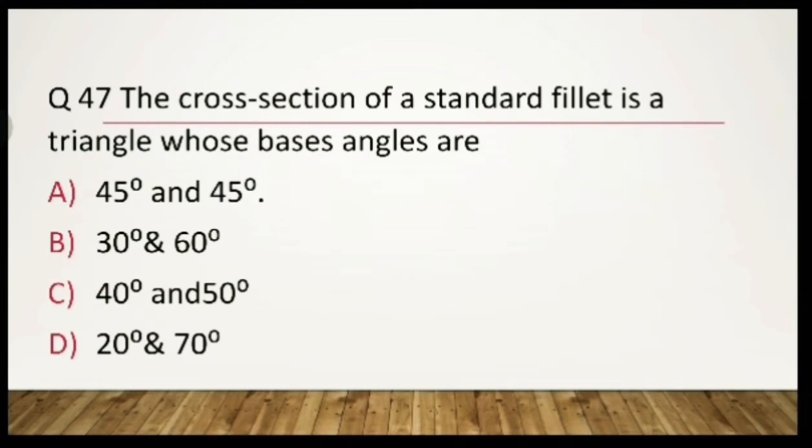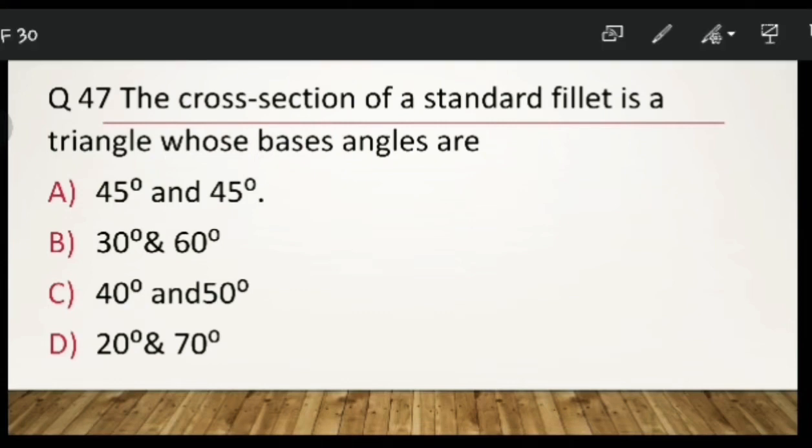Next question, question number 47. The cross section of a standard fillet is a triangle whose base angles are: option 1, 45 degree and 45 degree, means these two angles are 45 degree and 45 degree; 30 degree and 60 degree; 40 degree and 50 degree; 20 degree and 70 degree. Option A is your correct answer.